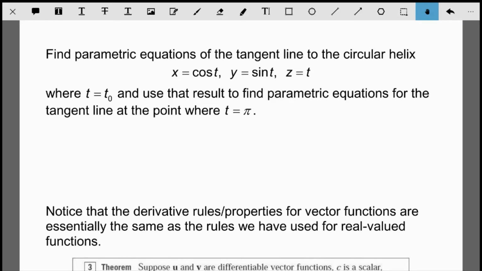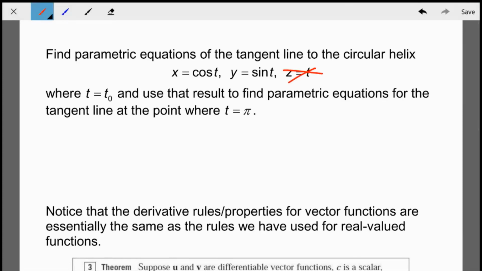It says, find parametric equations of the tangent line to the circular helix x equals cosine t, y equals sine t, and z is equal to t. So one of the things you're going to have to do that I didn't really go through in here, but you'll see it in the assignment, is you have to be able to try to visualize what type of graph is being created here. And so if you looked at this in 2 dimensions, so don't think about the z for a second.